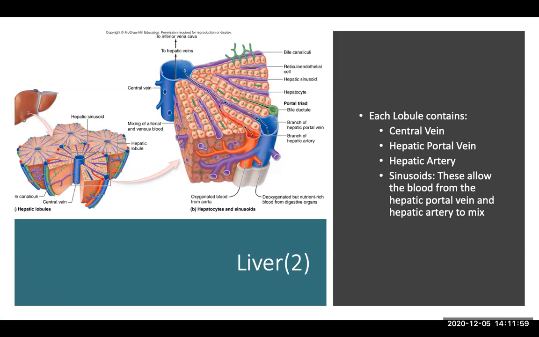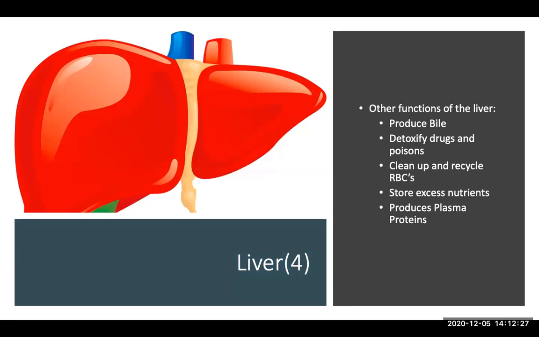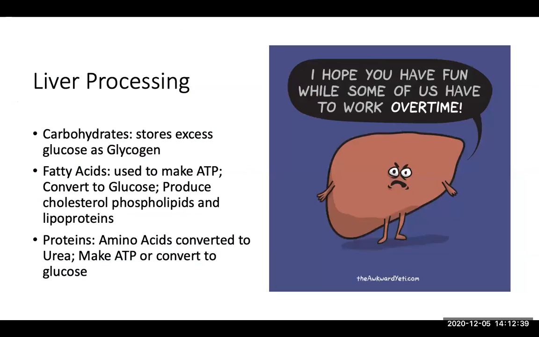So this is what each lobule contains: the central vein, the hepatic portal vein, the hepatic artery, and the sinusoids, which allow the blood from the hepatic portal vein and the hepatic artery to mix. The hepatocytes also absorb some of the nutrients passing by in the sinusoids and store them in the liver, and the remaining blood travels to the central vein, to the hepatic vein, and eventually to the inferior vena cava, back to the heart. Other functions of the liver are to produce bile, detoxify drugs and poisons, clean up and recycle red blood cells, store excess nutrients, and produce other plasma proteins.